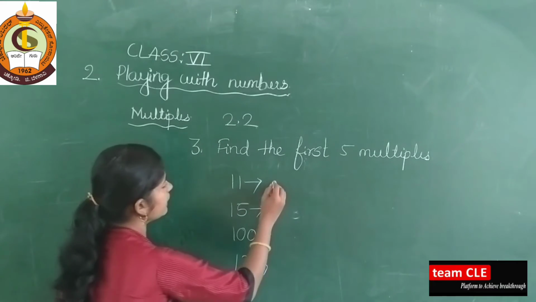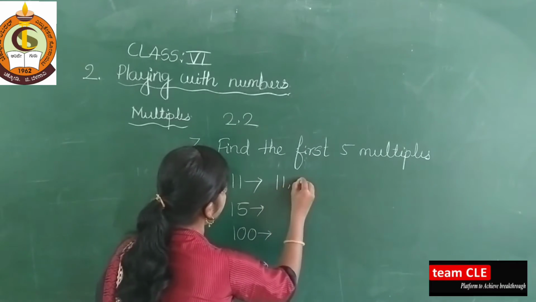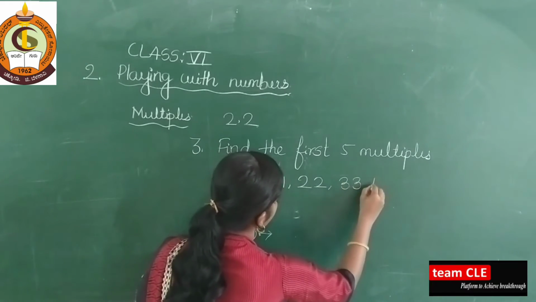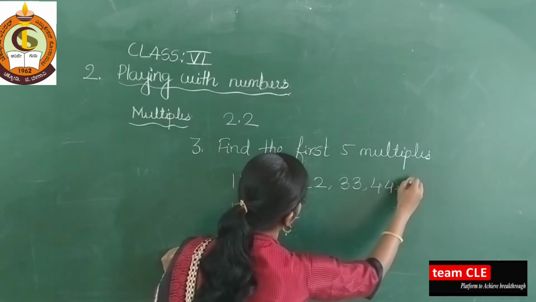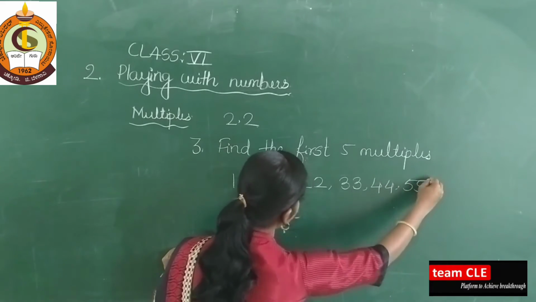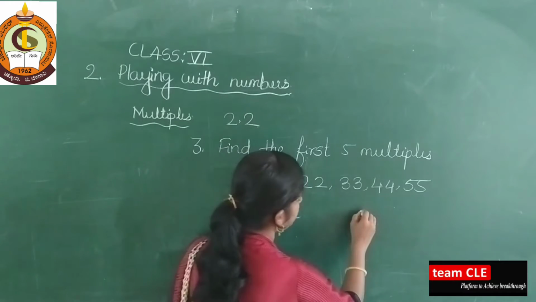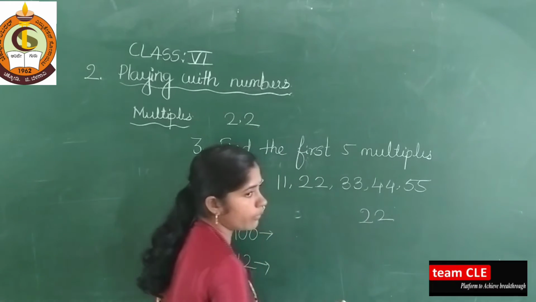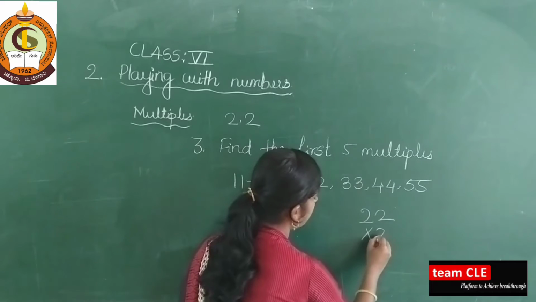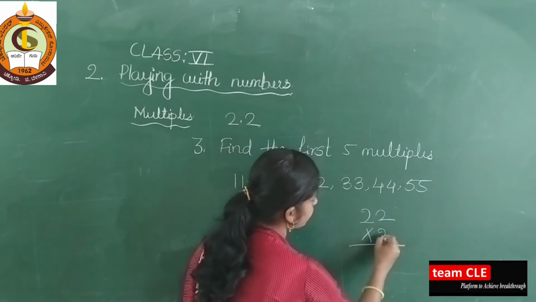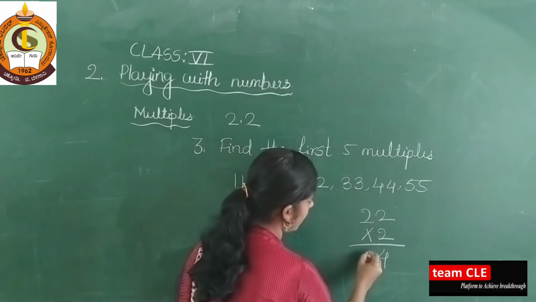So the first 5 multiples of 11 are 11, 11 2s are 22, 11 3s are 33, 11 4s are 44, 11 5s are 55. For example, if you don't know the table of 22, multiply it with 1: 22 ones are 22. Then 2 2s are 4, 2 2s are 4.